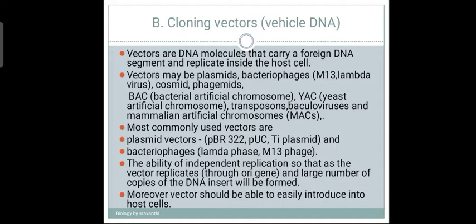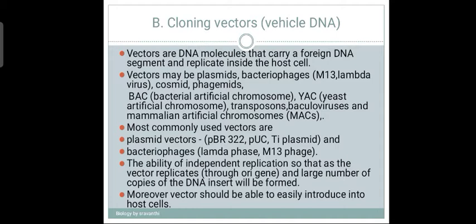This vector should be able to replicate inside the host cell, so it is called the cloning vector. Vectors used in rDNA technology include plasmids, bacteriophages, lambda phages, cosmids, phagemids, BAC, YAC (yeast artificial chromosome), transposons, baculoviruses, and mammalian artificial chromosomes. These are some of the vectors used in rDNA technology. But the most used vectors are pBR322, pUC, and Ti plasmid, and bacterial plasmids like lambda phage and M13 phage.